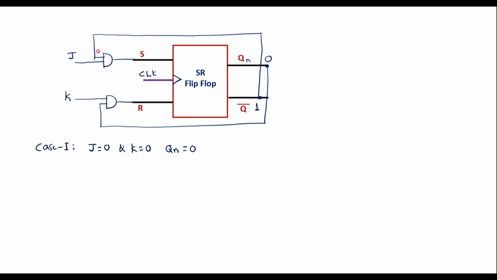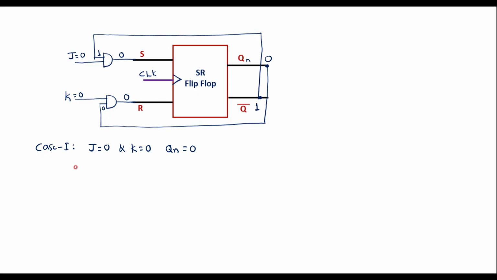This Q will appear here. We have taken J equal to 0 and K equal to 0. So this 0 will appear here, and here 1 will appear because this 1 goes here. The output of this AND gate is now 0, and here also the output of the AND gate is 0. So we can see that the S value is 0 and the R value is 0. As we know, in an SR flip-flop, if S is 0 and R is 0, there is no change. No change means the next state of the flip-flop will be the same as the previous state.